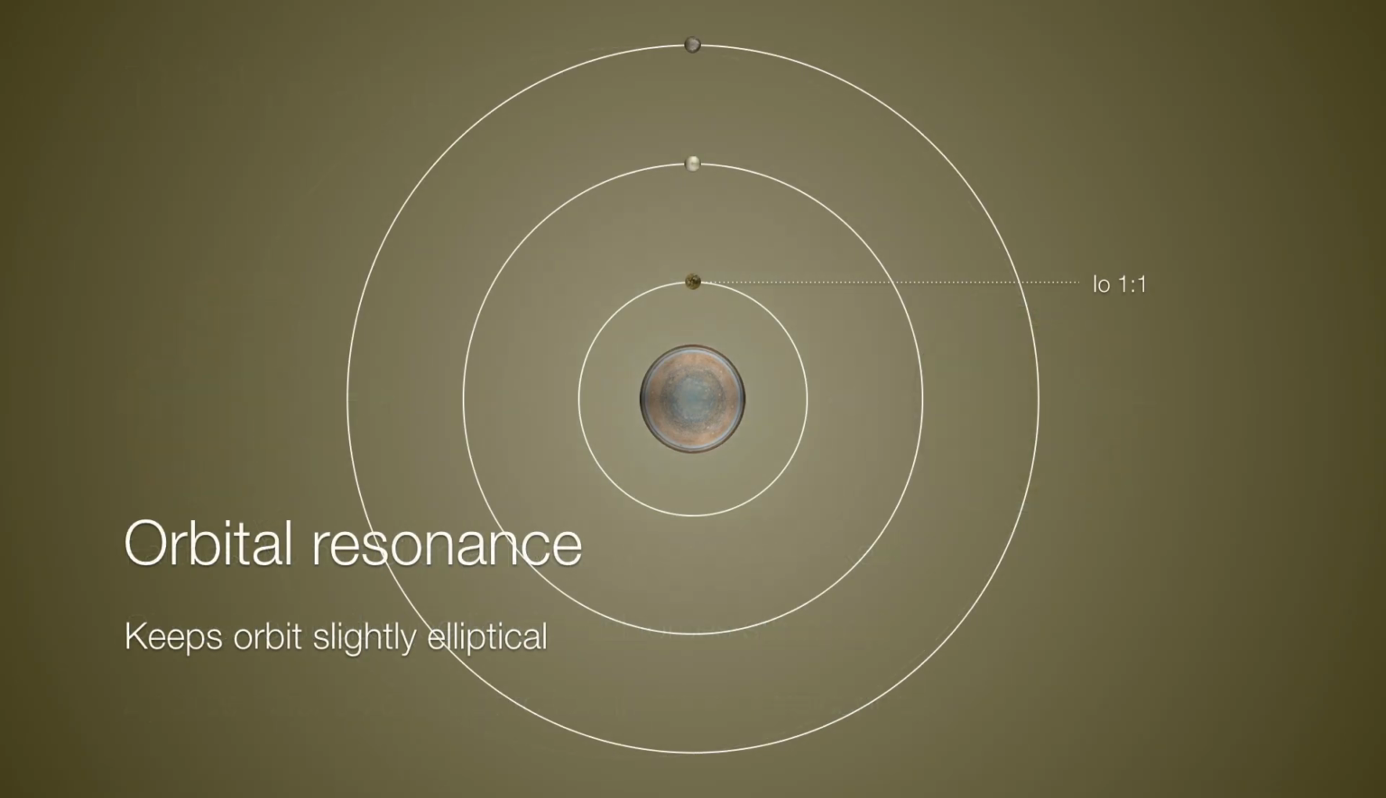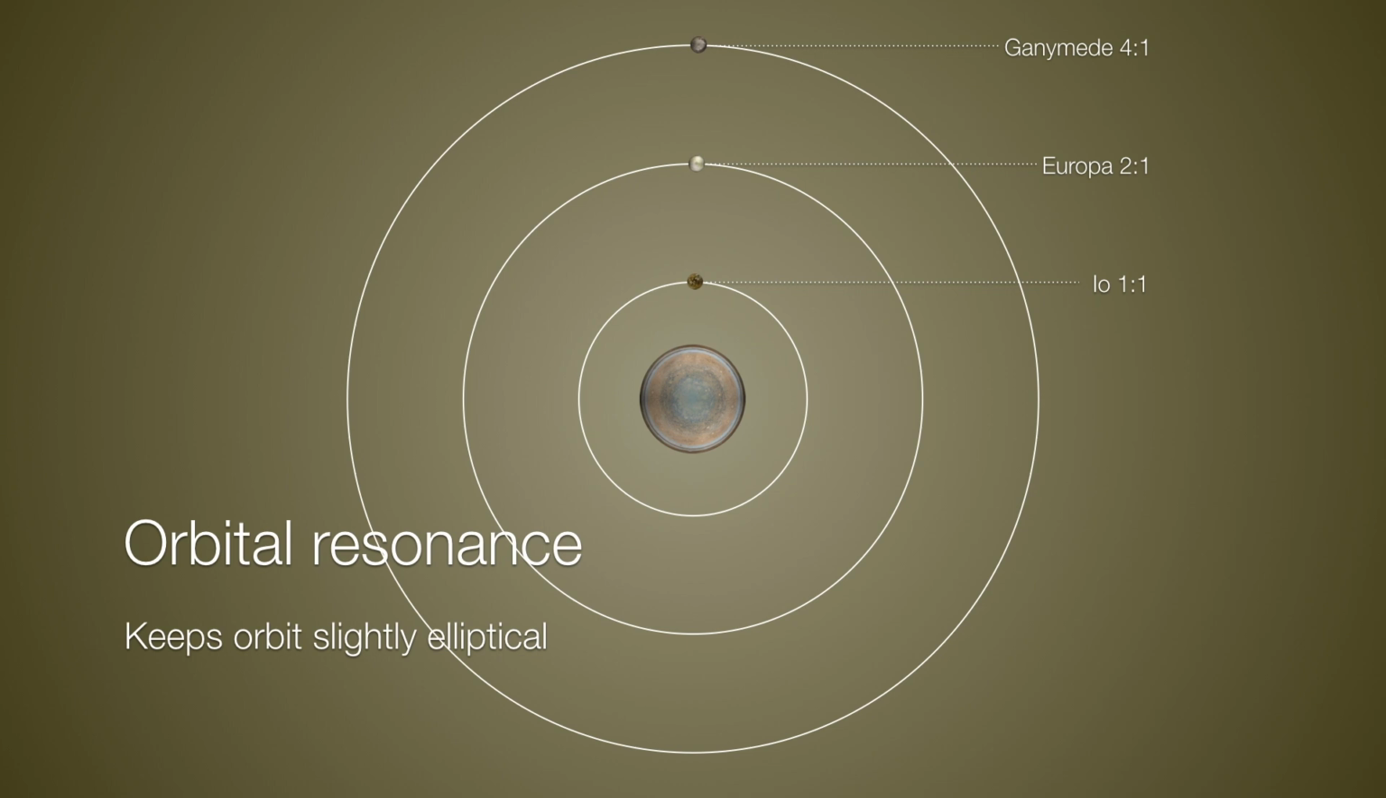However, Io is not the only player. Every time Io completes 2 orbits, Europa completes 1 orbit. And every time Io completes 4 orbits, Ganymede completes 1 orbit. This regular meeting up with the outside moons of Jupiter is called an orbital resonance. And this allows Io to experience a routine gravitational tug at regular intervals, courtesy of Europa and Ganymede. And this is what pulls Io out of its perfectly circular orbit.